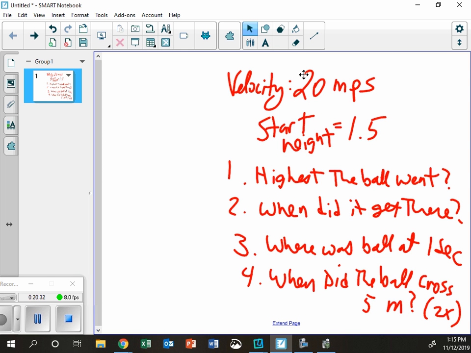Meters per second is MPS. It says MPS, that's meters per second. And so you should use the 4.9 at the front of the equation. The velocity is in meters per second. That's the middle of the equation. The starting height, 1.5, that's the end of the equation.